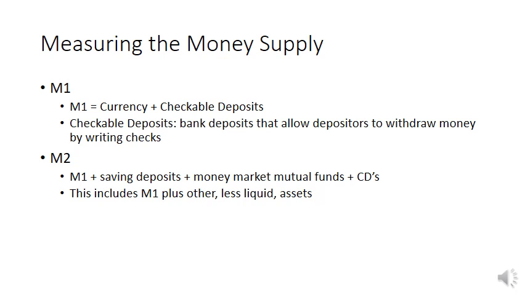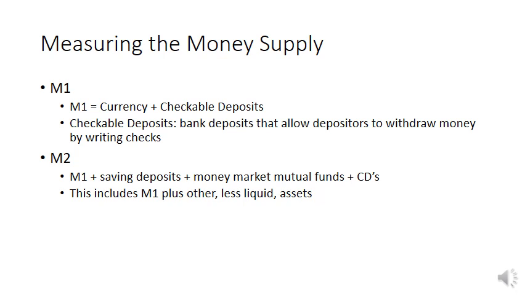So M1 is the primary way of measuring the money supply, and it is the most liquid forms of money. It's currency and checkable deposits. That means bank deposits that allow you to withdraw money by writing checks. This measure of the money supply has grown less useful as we've developed new ways of accessing money, but it's still the most widely used and the most liquid.